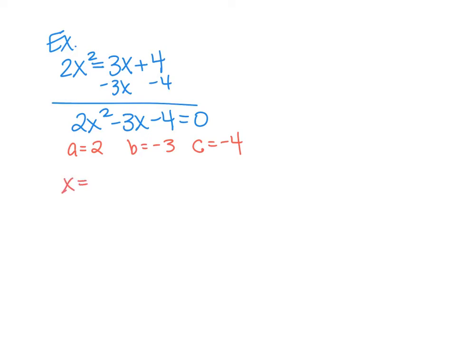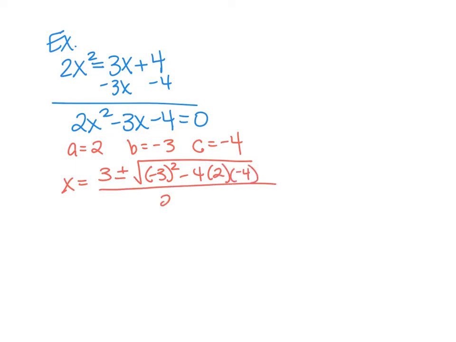I'm going to take the opposite of b, which is now a positive 3, plus or minus the square root of b squared minus 4 times a times c. All of that's going to be over 2 times a. Remember, I'm going to start simplifying the inside of that square root first. So I'm going to have 3 plus or minus the square root.